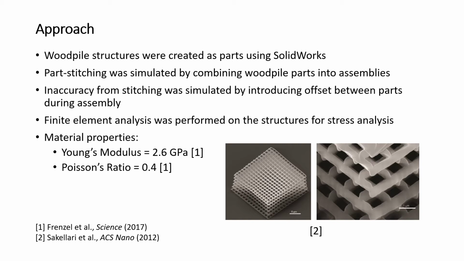Inaccuracy of stitching was simulated by introducing offset between the parts during assembly. Then boundary conditions were set and finite element analyses were performed on the structures to find the stresses. The material properties were obtained from the paper by Frenzel et al., shown on the slide here, with Young's modulus of 2.6 gigapascals and Poisson's ratio of 0.4.